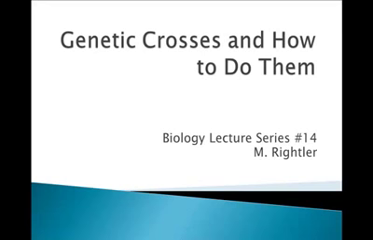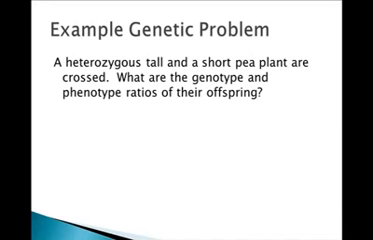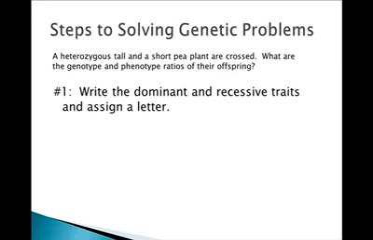We have a heterozygous tall and a short pea plant that are crossed. What are the genotype and phenotype ratios of their offspring? Well, there are several steps to solving genetic problems. The first one is to write the dominant and recessive traits and assign them a letter.